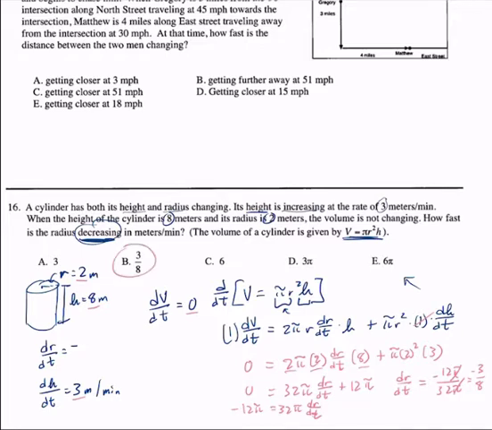So the answer is 3/8. Again, we don't have to have a negative on our answer because it was already said that we're decreasing. So we're decreasing at 3/8. Oh, what's the label for that? They didn't even label it. Meters per minute. And there you go.